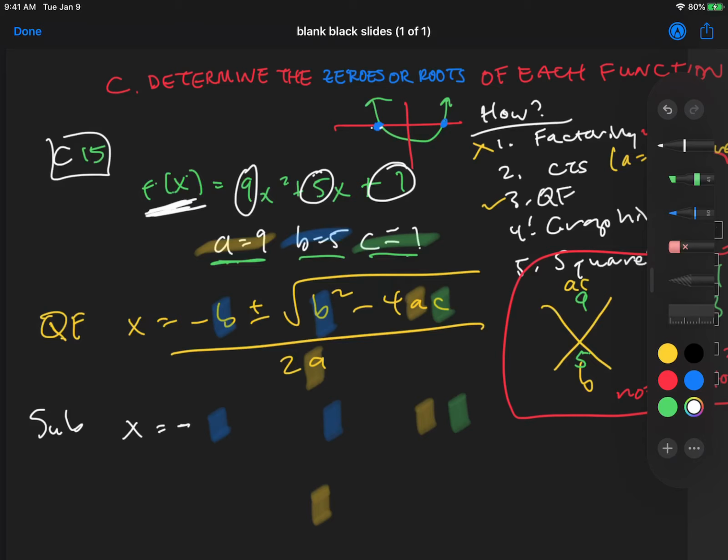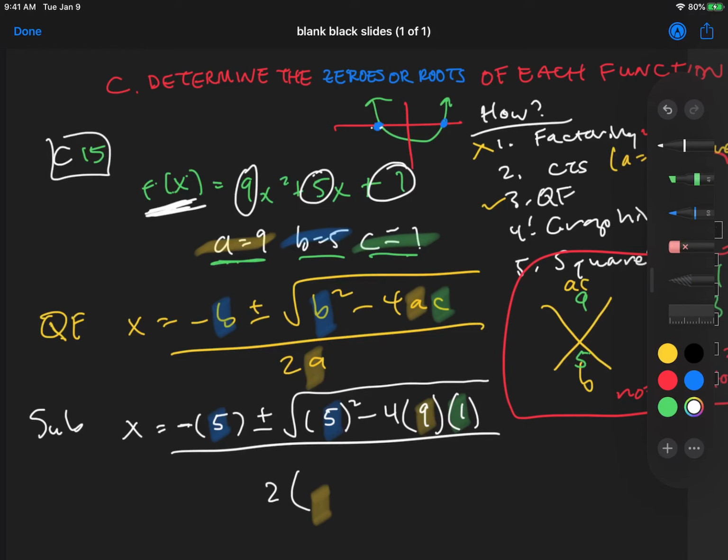X equals negative, remember substitutions here, that would be a 5 plus or minus the square root of the b value, which was 5. We're going to square that, minus 4, or negative 4 times the a value, which is 9 times 1, all over 2 times the a value, which is 9.